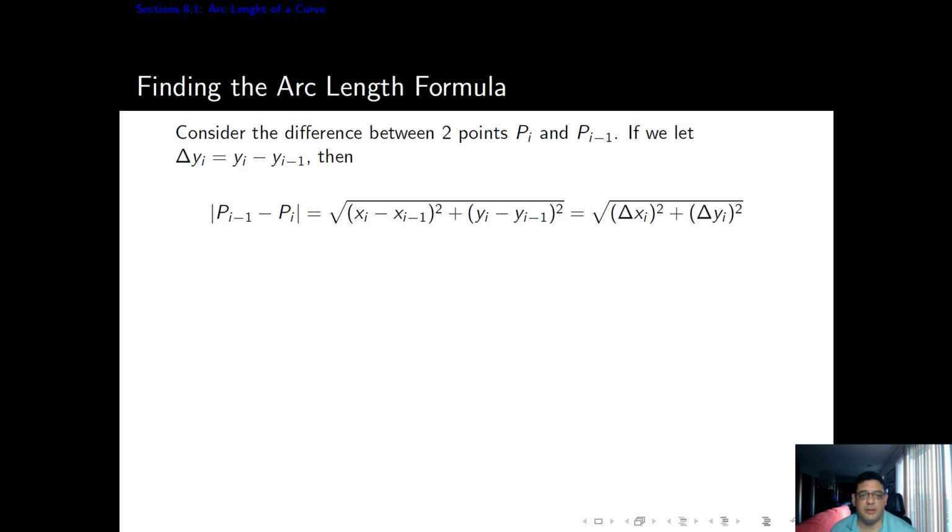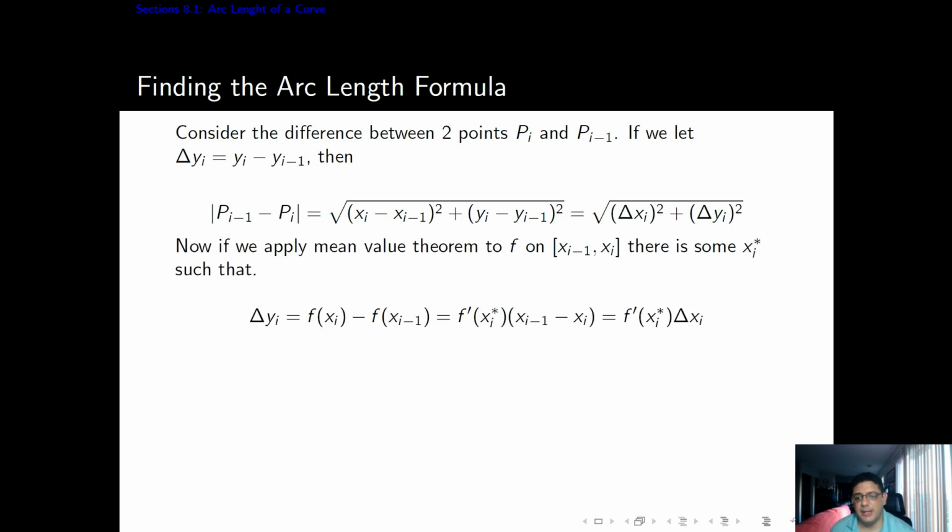Now, if we consider two points P i and P i minus 1, and we consider delta y i as the difference of the points y i and y i minus 1, then I can take two of those points in the curve with the natural two-dimensional distance, the Cartesian distance. So this is the square root of (x i minus x i minus 1) squared plus (y i minus y i minus 1) squared. We can also see this in delta notation as the square root of delta x i squared plus delta y i squared.